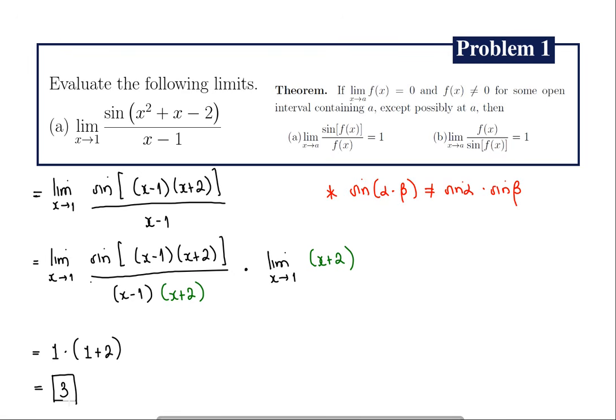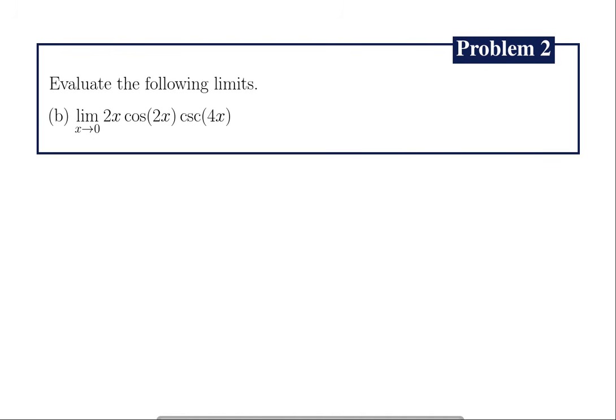Okay. Next. The next problem asks us to compute the limit of 2x times cosine of 2x times cosecant of 4x as x approaches 0. So, our function, yung gusto natin i-evaluate, it involves trigonometric functions in it. So, in order to know which result out of the 4 we can use in order to solve this problem, i-rewrite lang muna natin siya in terms of sines and cosines.